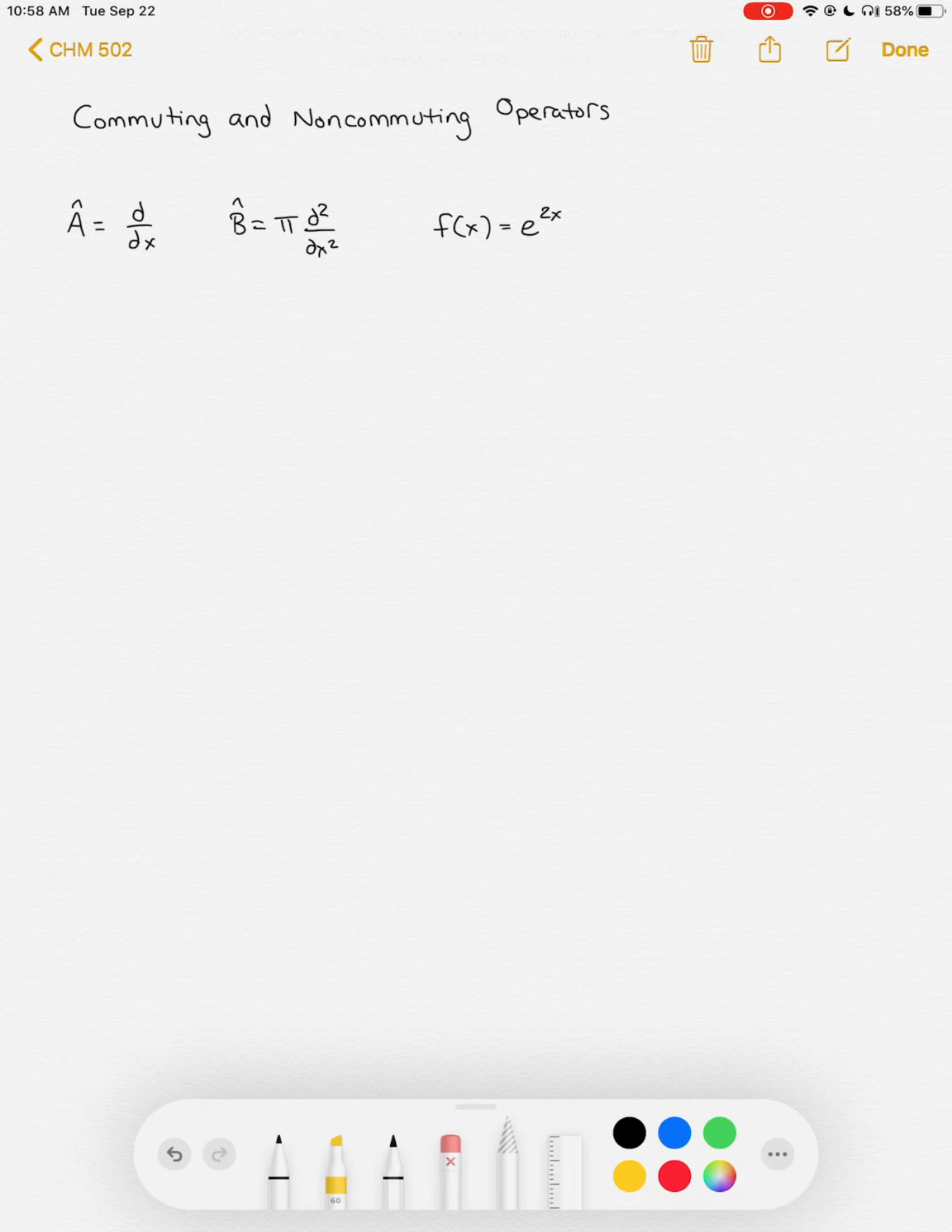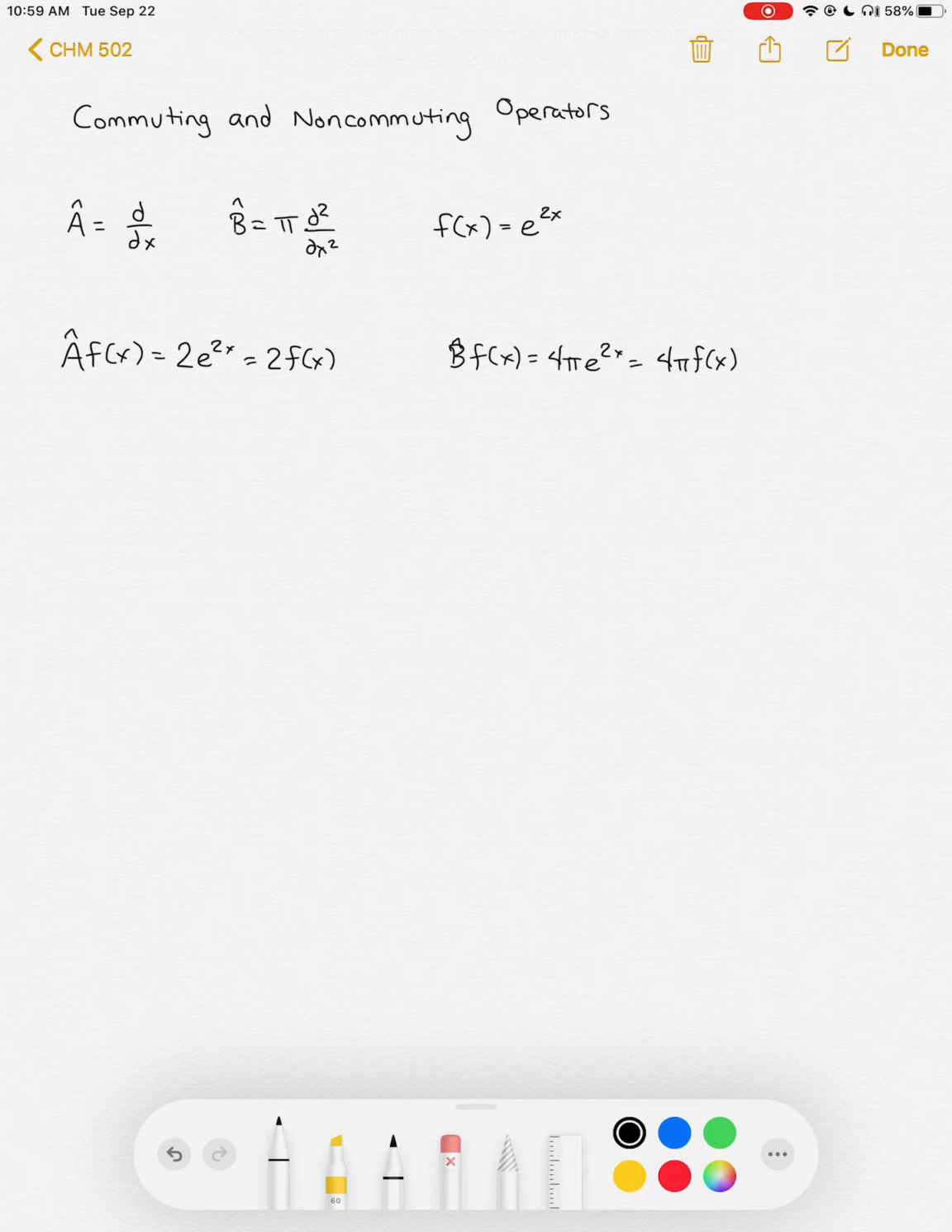And we can do that by simply operating on our function with both of these operators. So if I operate on f with operator a, I'm taking one derivative. That's going to give me 2e to the 2x, which is simply 2 times my original function. And if I operate on it with b, that's going to give me 4 pi times e to the 2x, which is 4 pi times my original function. And so all I've done in this situation is multiply by a constant. And so that's actually not going to affect successive operations.